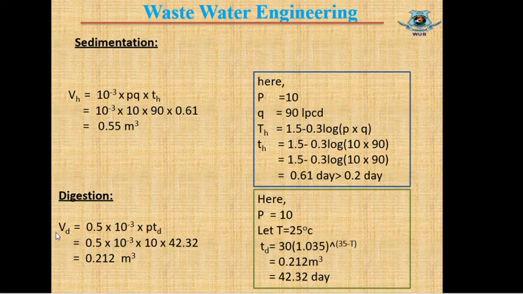So here we have calculated two volumes: the volume for sedimentation and the volume for digestion. Again, we have the remaining two volumes to calculate. Then this is the equation to calculate the sludge storage, and this is similar to pit volume. Let's see the design steps and formula.